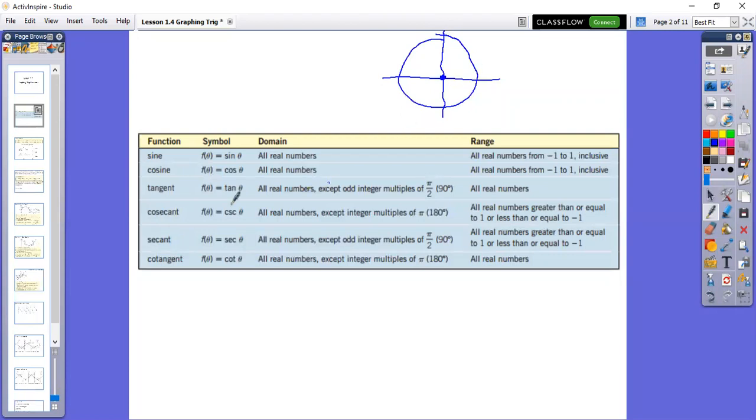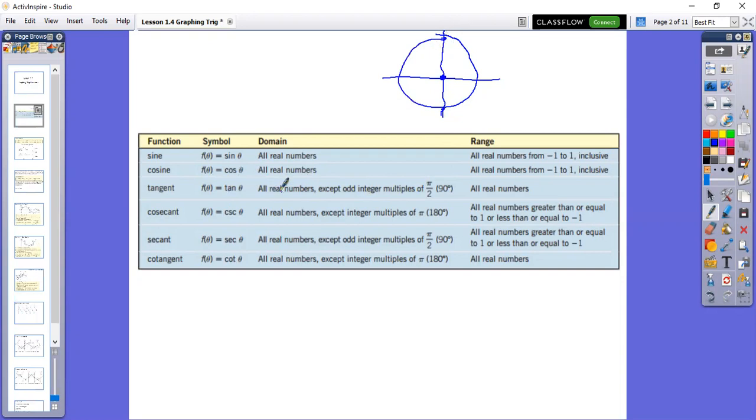So tangent, the domain, the input can be all real numbers except odd integer multiples of pi over 2. The reason for that is tangent is sine divided by cosine, and I can't divide by cosine if cosine is 0. So cosine is 0 at pi over 2, 3 pi over 2, 5 pi over 2, 7 pi over 2, 9 pi over 2, and so on and so forth. Anytime that cosine is 0, tangent is undefined.